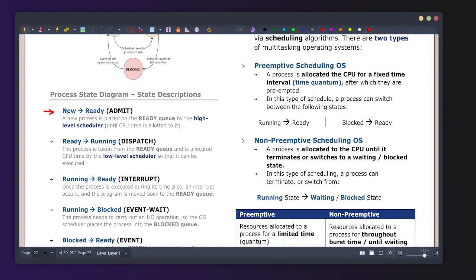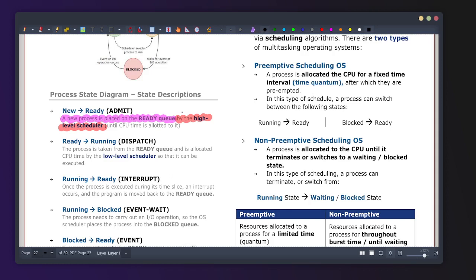When a process goes from new to ready, we call that the admit phase of the CPU. What does that mean? A new process is placed on the ready queue by the high level scheduler. Okay, we're looking at a new name called a scheduler, and it's apparently a high level scheduler. Let me read that again. A new process is placed on the ready queue by a high level scheduler.